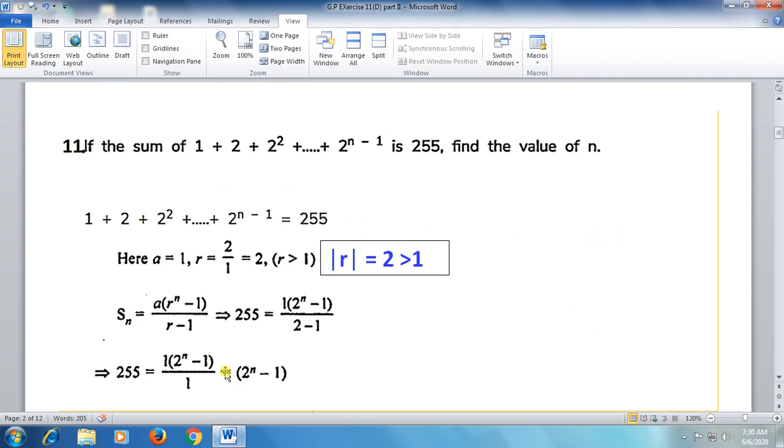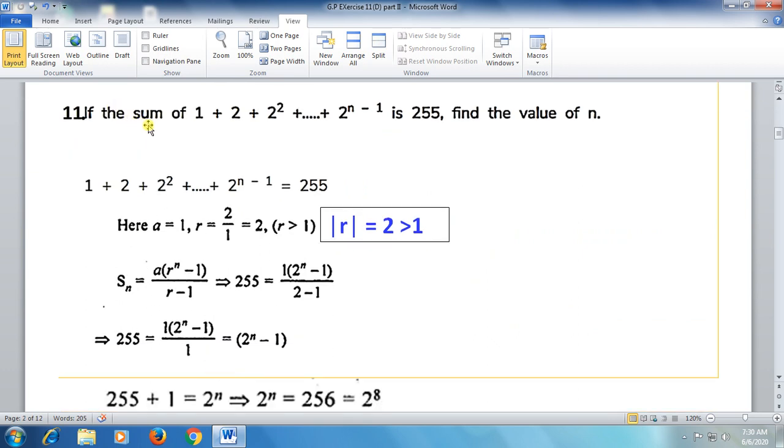Question number 11. If the sum of 1 plus 2 plus 2 square plus so on plus 2 to the power of n minus 1 is 255, find the value of n. In this problem, the sum of n terms is given as 255. We need to find out the value of n.